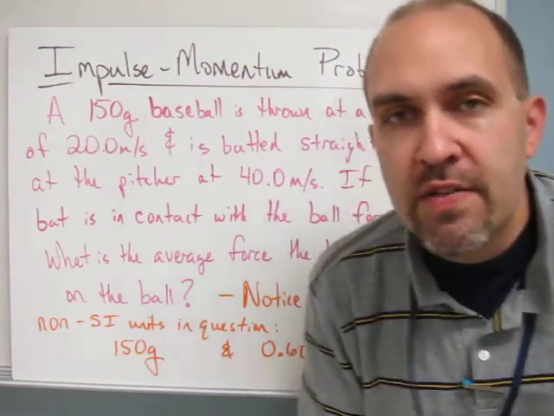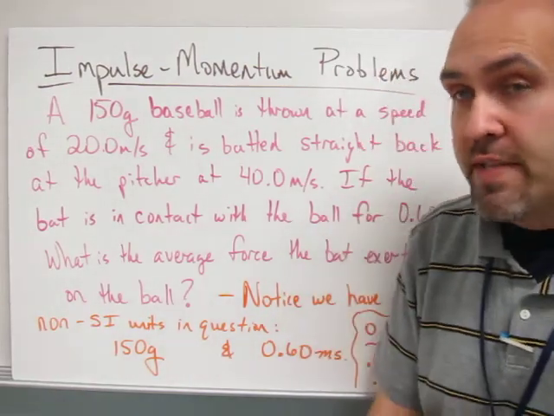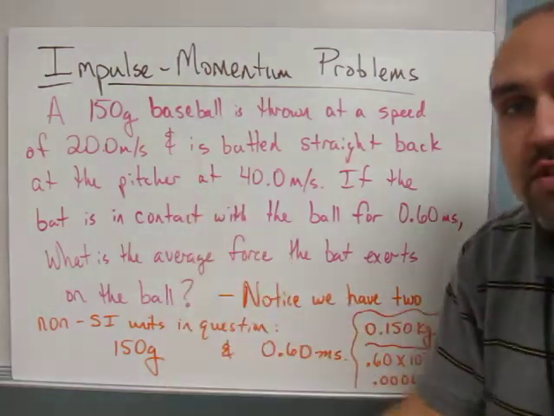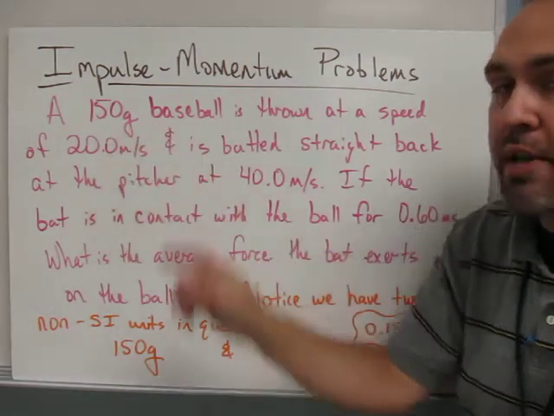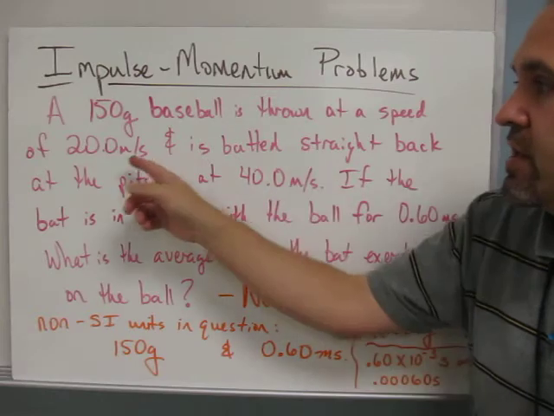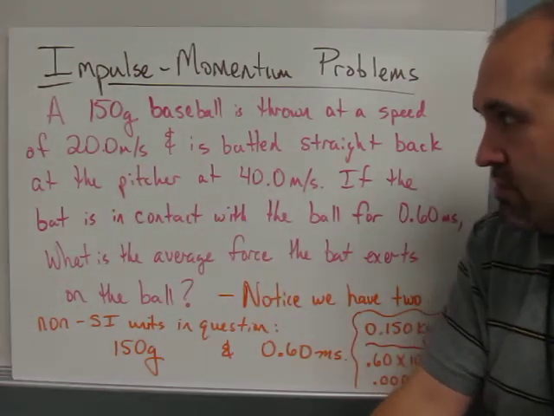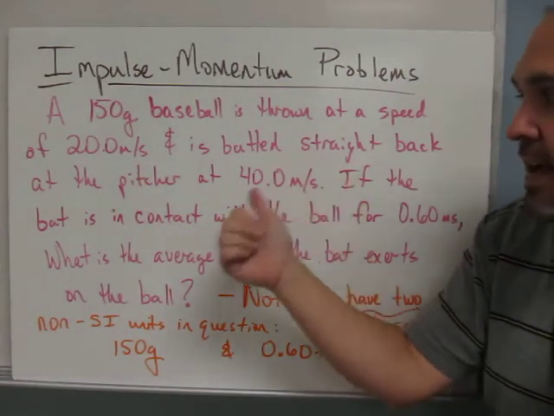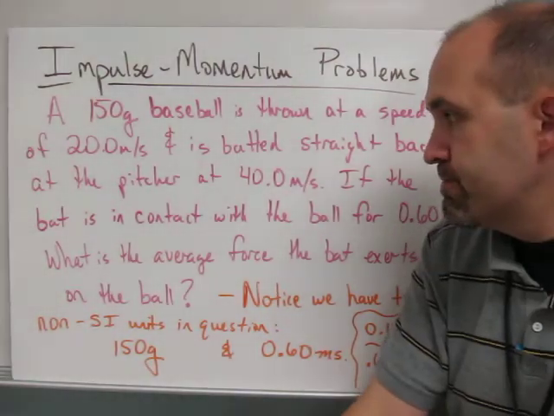Hi, this video is about solving problems with impulse and momentum. So imagine we have a situation like this. We have a 150 gram baseball and it's thrown at a speed of 20 meters per second. And it's batted straight back at the pitcher at 40 meters per second.